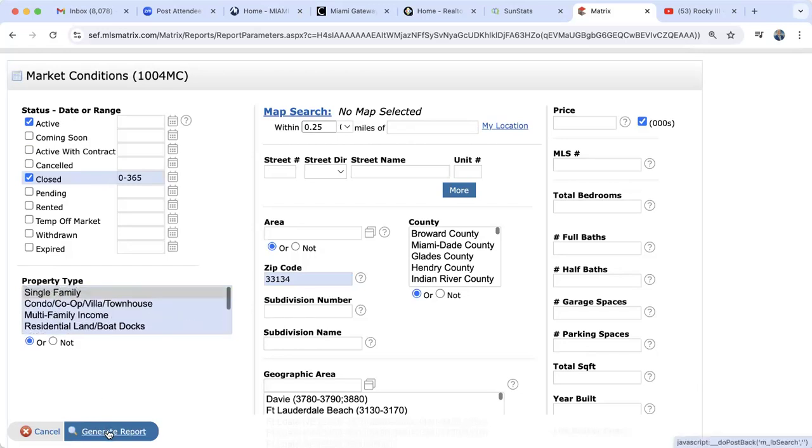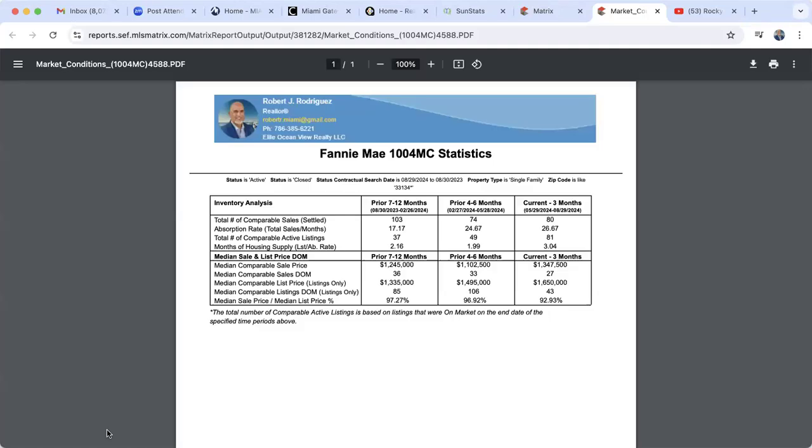So let's click on generate report. Again, if you have a seller looking to sell their property in zip code 33134, this report is important for them. If you have a buyer looking to purchase a property in zip code 33134, once again, they can benefit from this report. All right, so let's take a look.